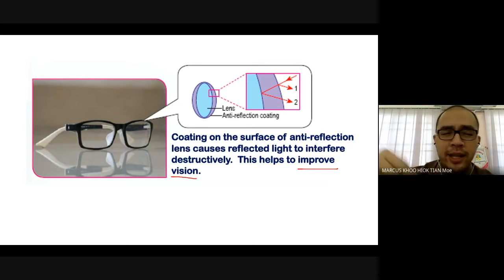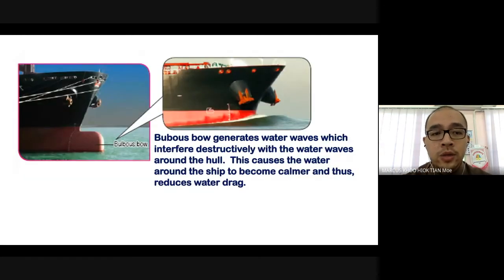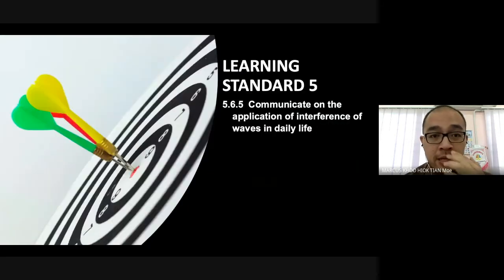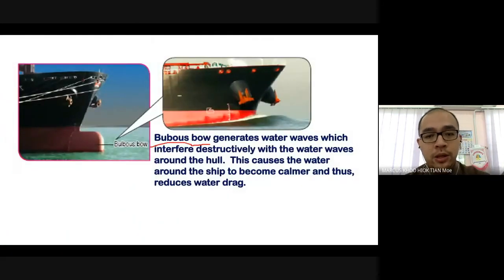Okay, you don't need to write the whole thing. I just want you to know what the applications are. So number one, you just write this: bulbous bow on a ship. That's the first application. This is an application of interference. So number one is bulbous bow on the ship.